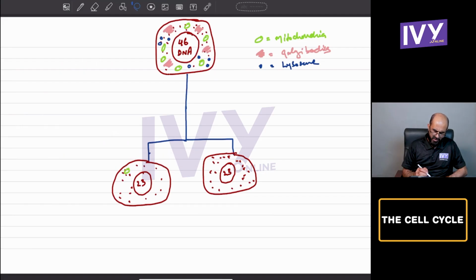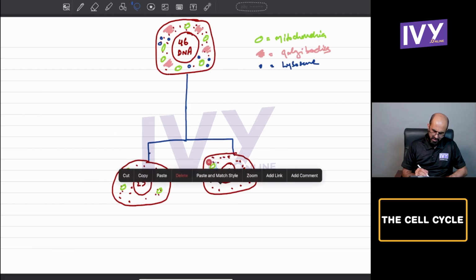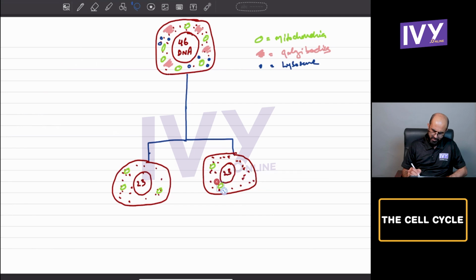So we have the mitochondria 1, then 2, and then 3, 1, 2, and then 3. So we have 3 mitochondria, 3 here. And similarly, all the contents will be reduced to half.